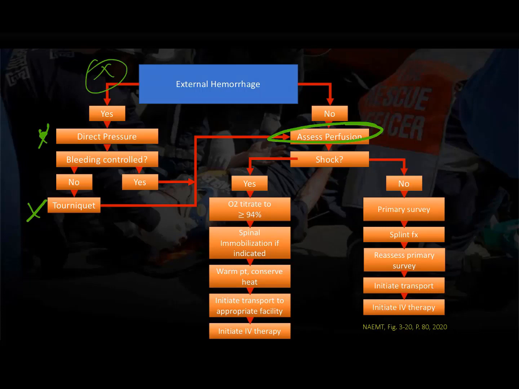After assessing perfusion, and we can find that by things like a decreased LOC, changes in the patient's skin color, and changes in the patient's ventilatory rate without needing to get a blood pressure.